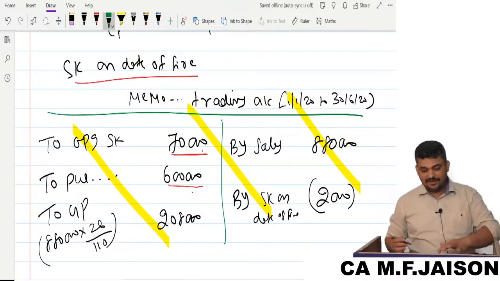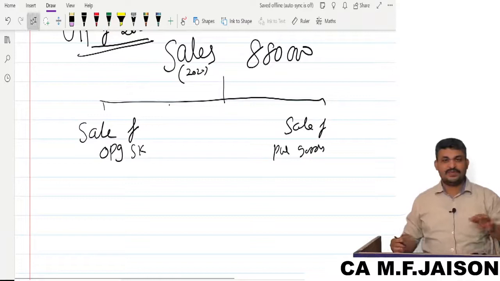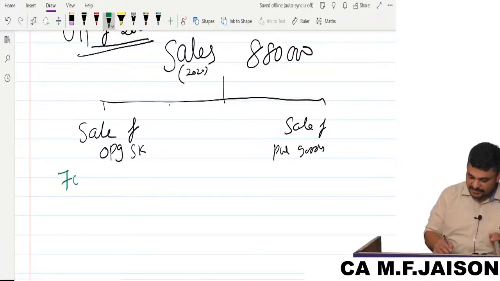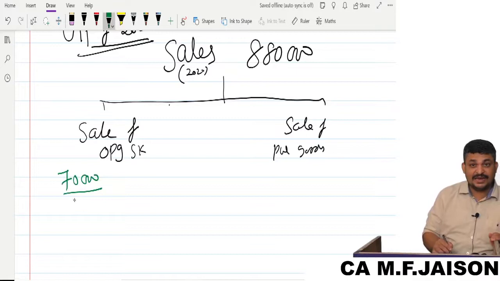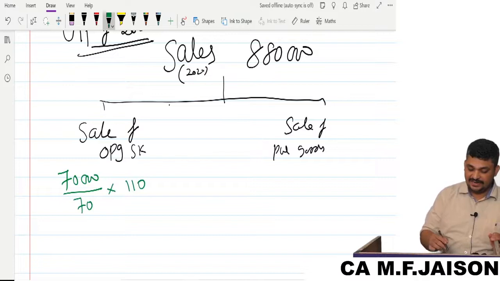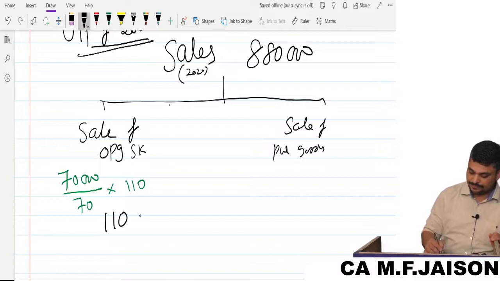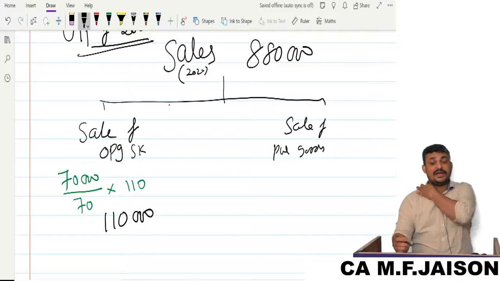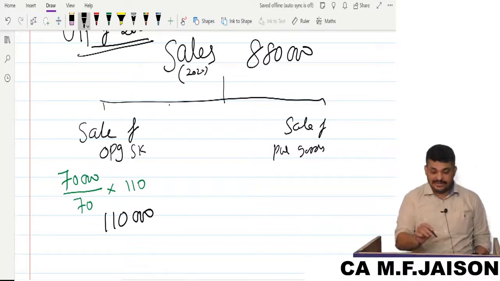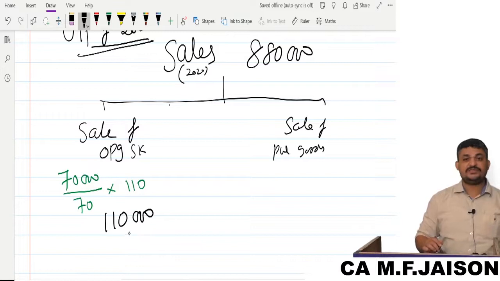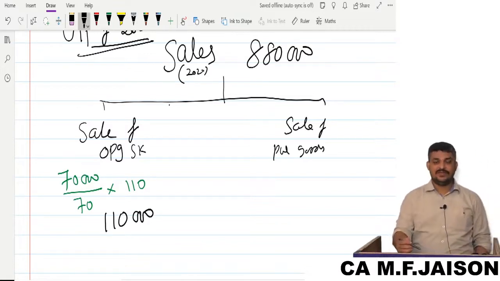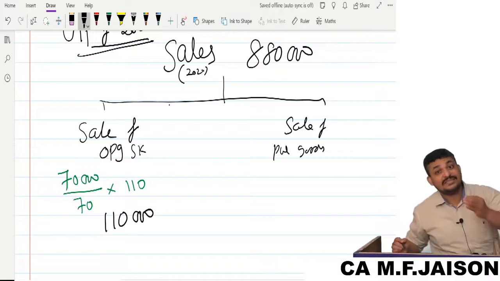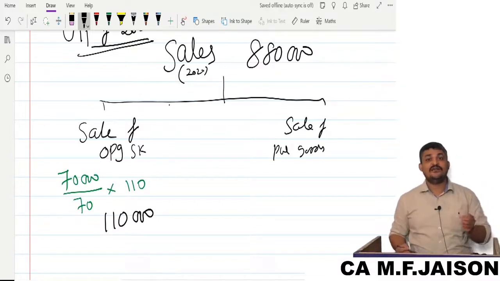So that way we can easily find the sale of opening stock. 70,000 represents the base, 110 or 70? Yes, 70. So you should find what is 110, which comes to 1,10,000. Like that you should find out. Total sales is 8,80,000. In that 8,80,000, sale of opening stock is 1,10,000. But you should also find the sale of purchased goods.